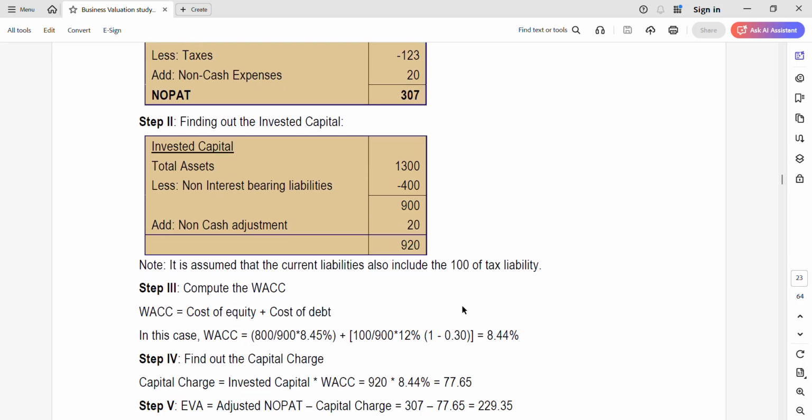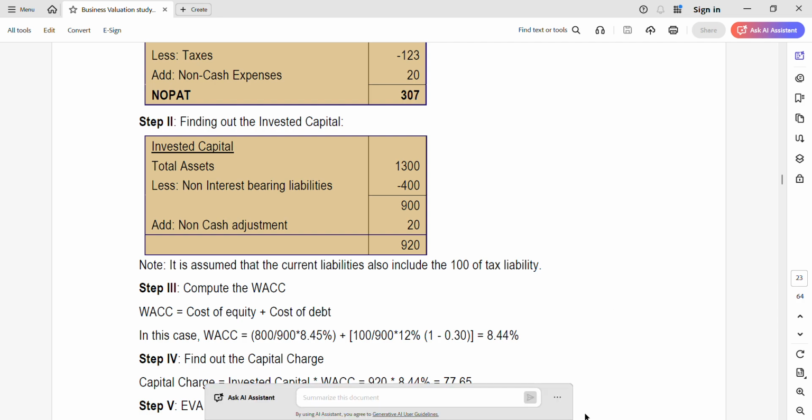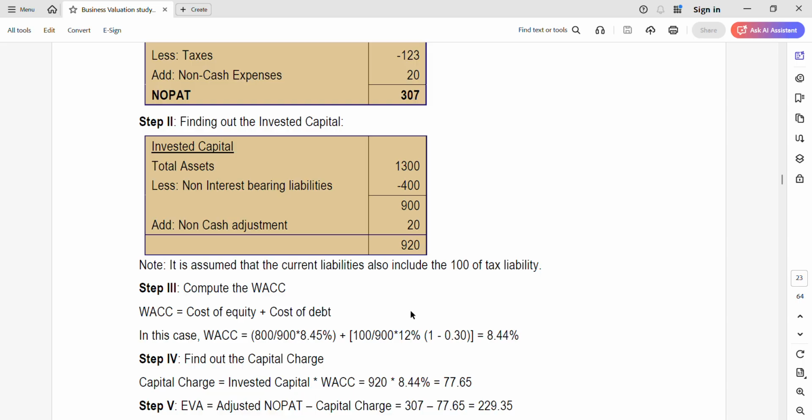Next is computation of WACC, that is weighted average cost of capital. So WACC is nothing but cost of equity plus cost of debt. So in this case, WACC will be 800 by 900 plus 100 by 900. The rate is converted from pre-tax to post-tax, that will give the WACC as 8.44%.